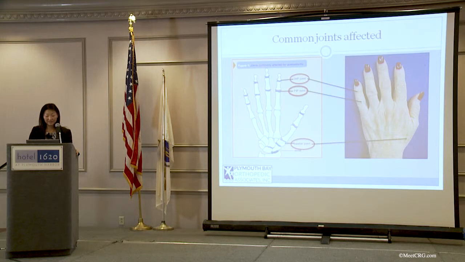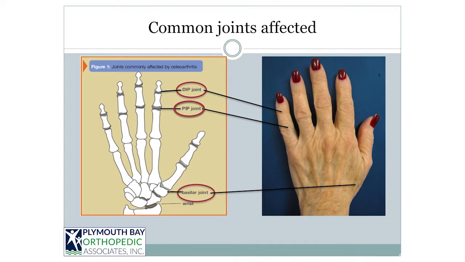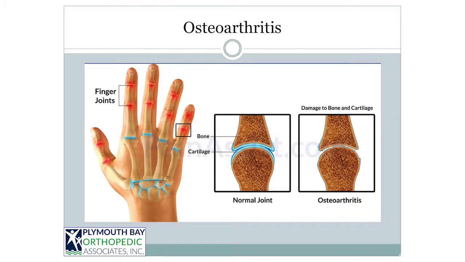The joints commonly affected are the outer joints, the DIP or distal interphalangeal joints, the middle finger joints, the proximal interphalangeal joints or PIP joints, and then the thumb base is very commonly affected. Osteoarthritis, different than a lot of the inflammatory arthritis, isn't the soft tissues attacking the joint. This is actually a joint problem where the cartilage at the ends of the bones starts wearing down.